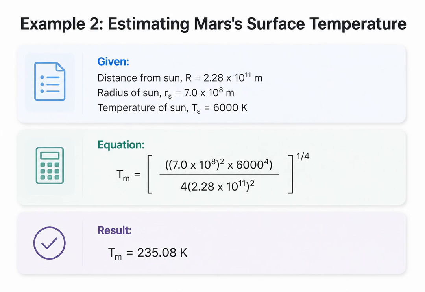We can apply the exact same principle to other planets. For example, let's estimate the surface temperature of Mars. The only variable that changes here is the distance from the Sun, which for Mars is 2.28 times 10 to the 11th meters. The Sun's radius and temperature remain the same. We substitute the new distance into our equilibrium equation. Because Mars is further away, the denominator in our fraction is larger, meaning the overall power received is lower. Taking the fourth root of the calculated value gives us an estimated surface temperature for Mars of 235.08 Kelvin. As expected, it is colder than Earth.